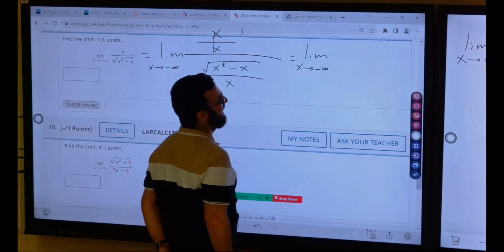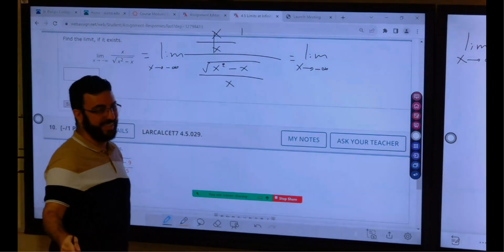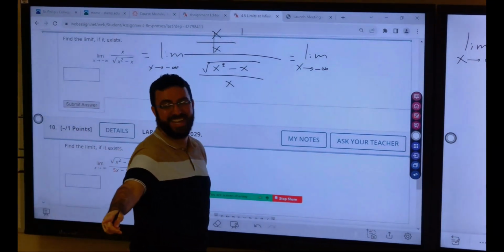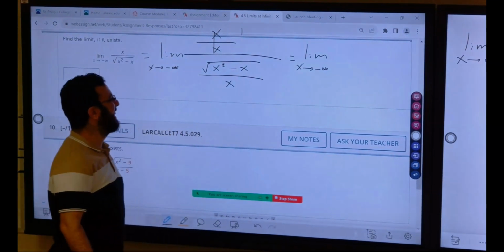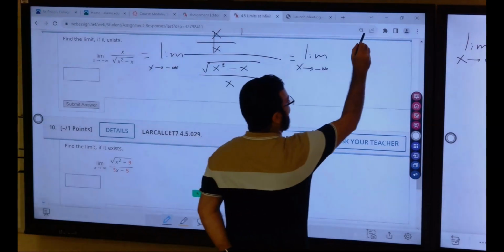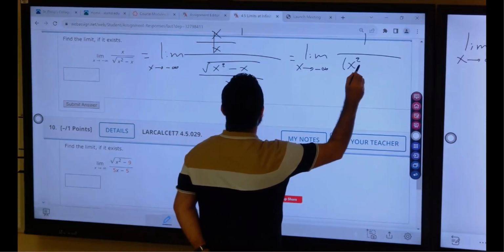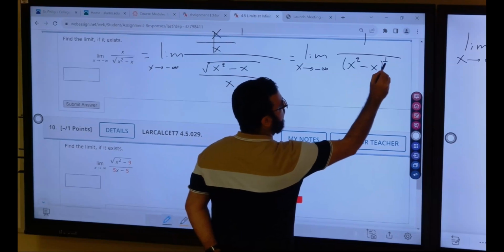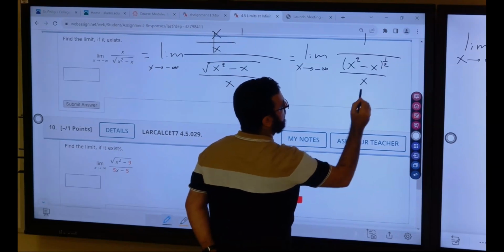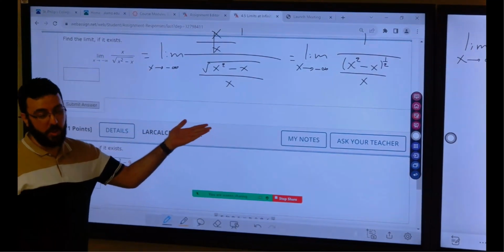X approaches negative. We didn't say you were wrong, so there's a plus. We didn't say it was wrong last time either. So, let's see what you said. I almost forgot. 1 over, you said, I'm gonna say x squared minus x to the power, divided by x. Okay, that's what she said. Is there anything wrong? No. Now what are you gonna do?